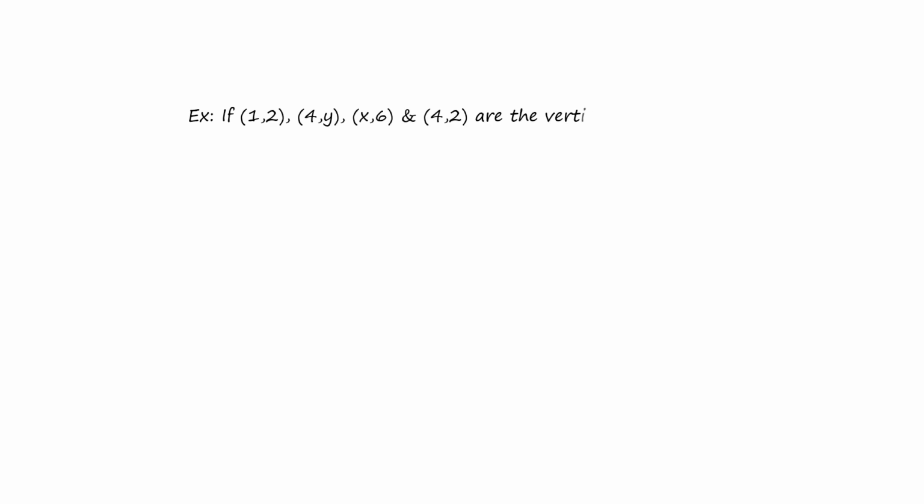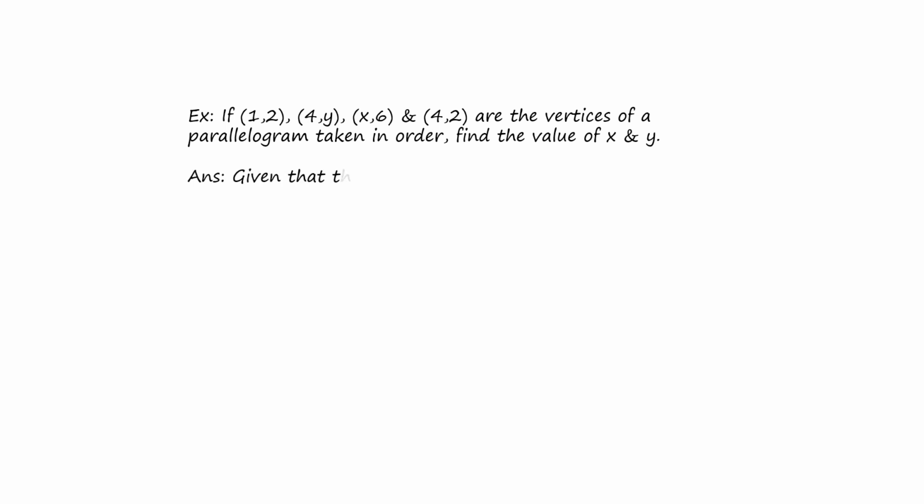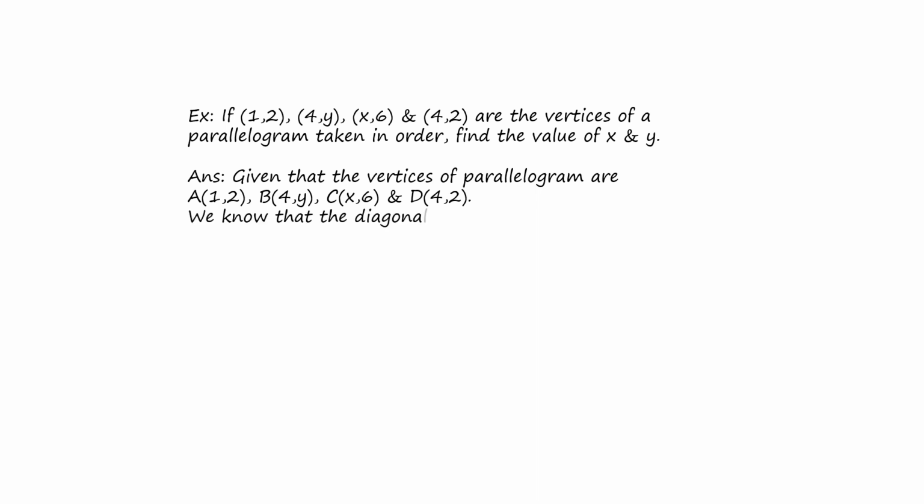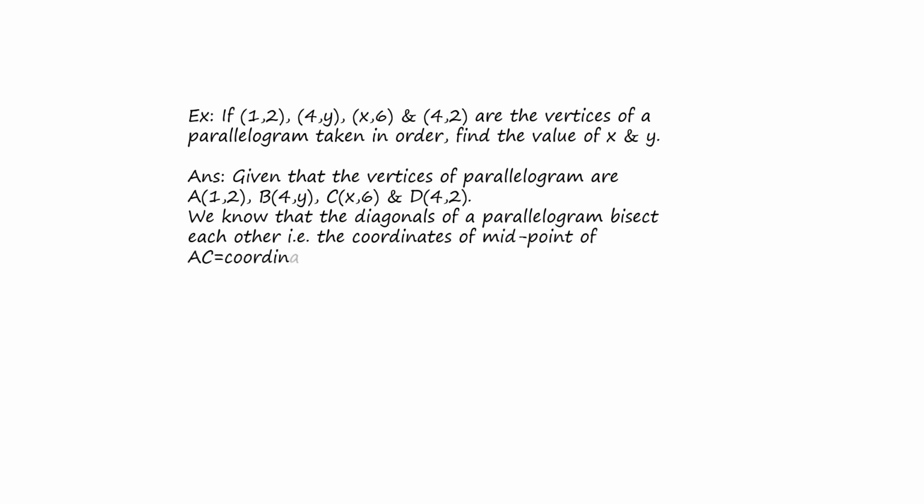Let's see another example. If (1, 2), (4, y), (x, 6) and (4, 2) are the vertices of a parallelogram taken in order, find the values of x and y. Given that the vertices of a parallelogram are A(1, 2), B(4, y), C(x, 6) and D(4, 2). We know that the diagonals of a parallelogram bisect each other. That means the coordinates of the midpoint of AC is equal to the coordinates of the midpoint of BD.